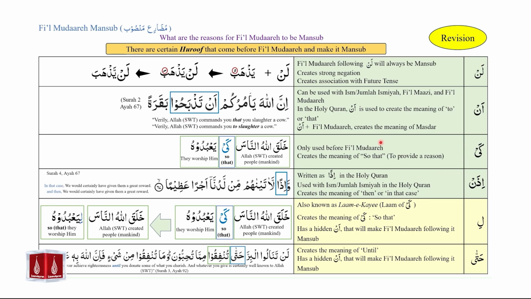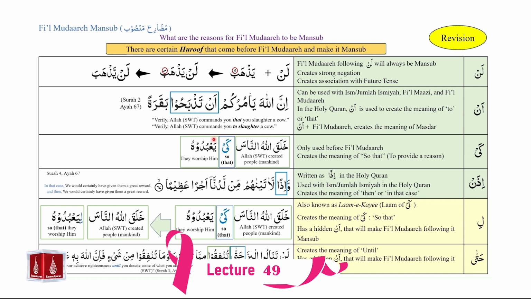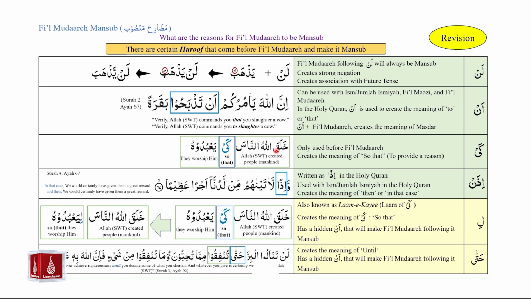Then we have kai. Kai is only used before fi'il mudare. It creates the meaning of so that or in order to. Basically, this kai is used to provide a reason. And we studied the example, خَلَقَ اللَّهُ النَّاسَ كَيْ يَعْبُدُوهُ. Kai creates the meaning of so that. Allah subhanahu wa ta'ala created mankind, or Allah subhanahu wa ta'ala created people so that they worship Him. In this example, kai is creating the meaning of so that, and it is followed by a fi'il mudare, which is mansub, and it is mansub because of the effect of kai.